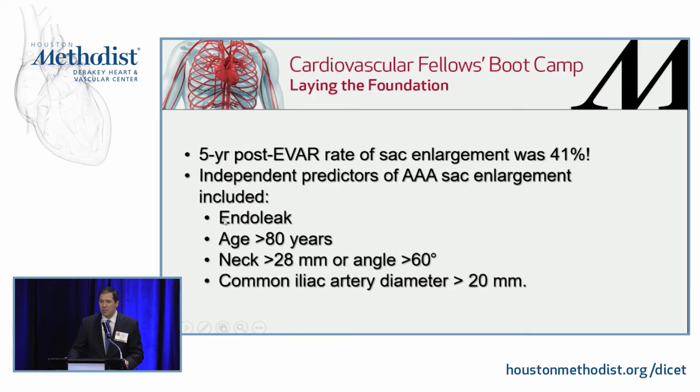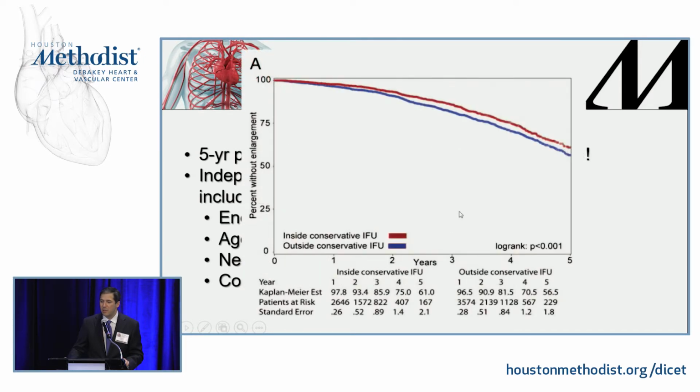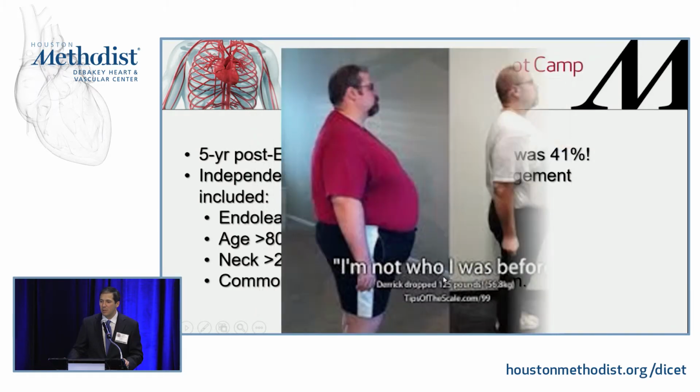And within the group of people, if you had an endoleak, if you were age over 80, if your neck was relatively large, so in the 28 range, remember 32 is kind of your upper limit. If you started out with a big neck, chances are you're going to have growth, if it was very angulated, or if you had large common iliac arteries. If you stayed inside of the IFU, the likelihood of you not having enlargement was a lot better. If you went outside of the IFU, conservative IFU, you're going to have growth.